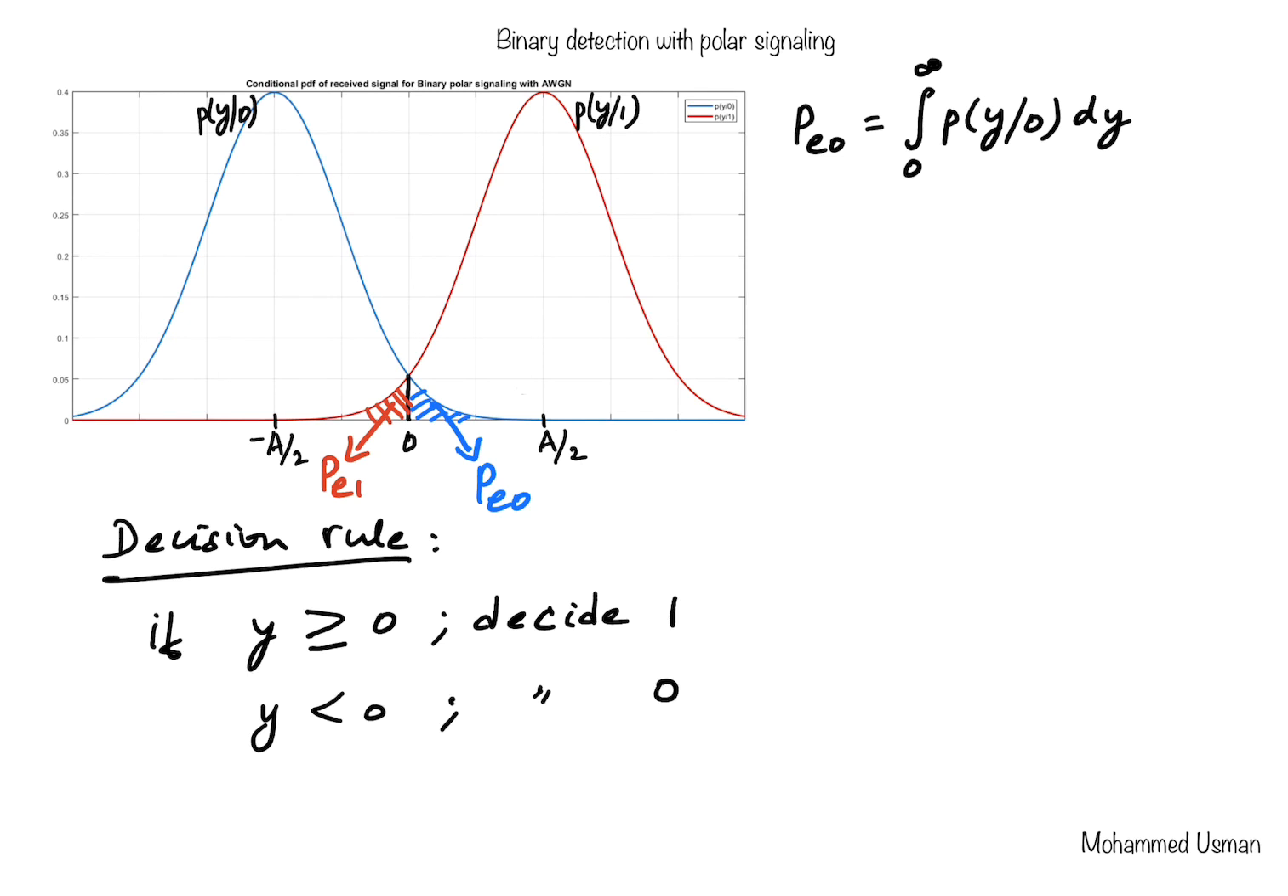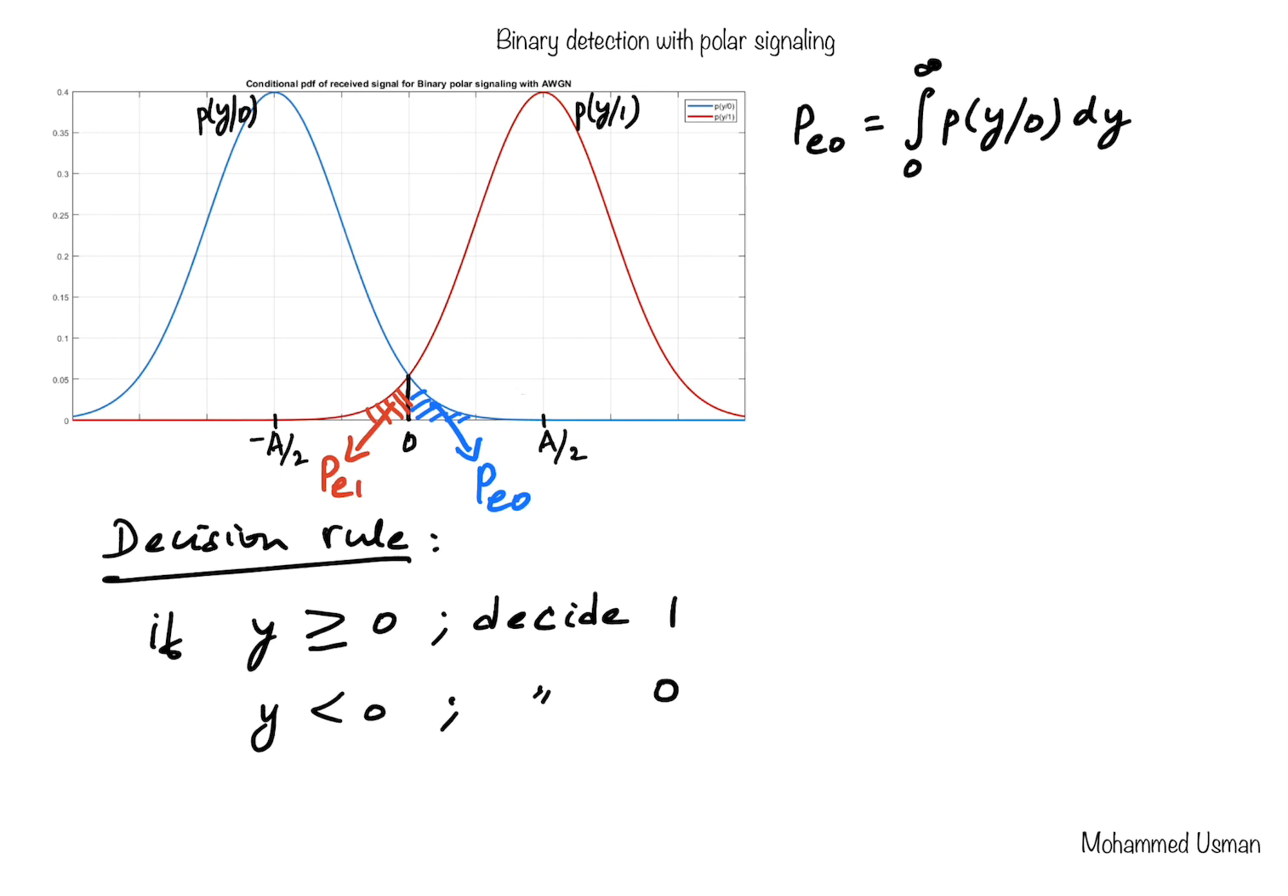Again, what we are going to do is represent that in terms of the Q function, and if you recall, the Q function is the area under the Gaussian tail when the Gaussian PDF is centered on 0. So now we see that this PDF is not centered on 0, it is centered on minus a by 2. So we'll have to shift this PDF to the right by a by 2 because it is centered on minus a by 2.